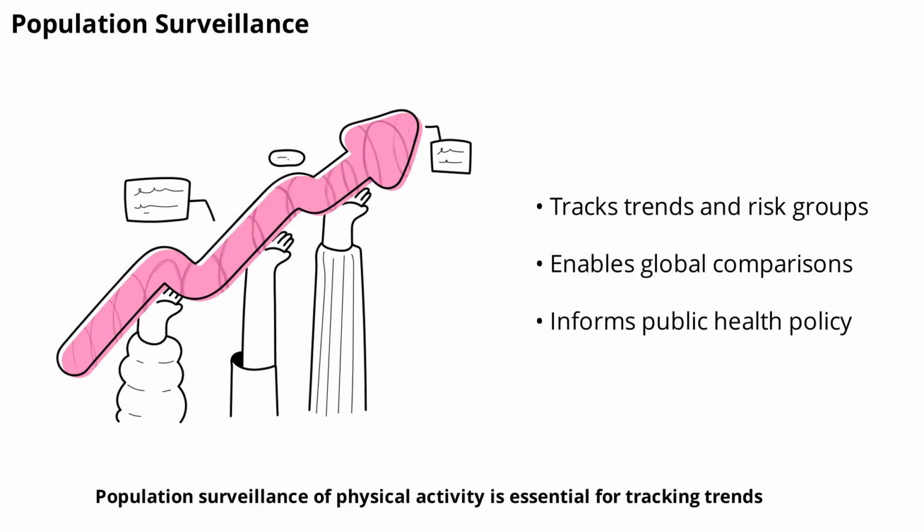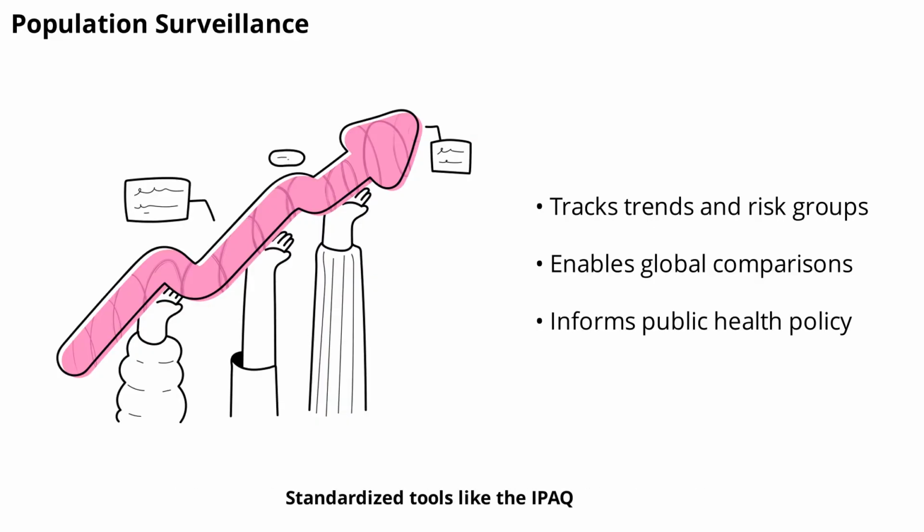Population surveillance of physical activity is essential for tracking trends, identifying at-risk groups, and evaluating public health interventions. Standardized tools like the IPAQ enable comparisons across countries and regions. Surveillance data reveal that a significant portion of the global population does not meet activity guidelines, emphasizing the need for effective interventions and policies to promote physical activity worldwide.